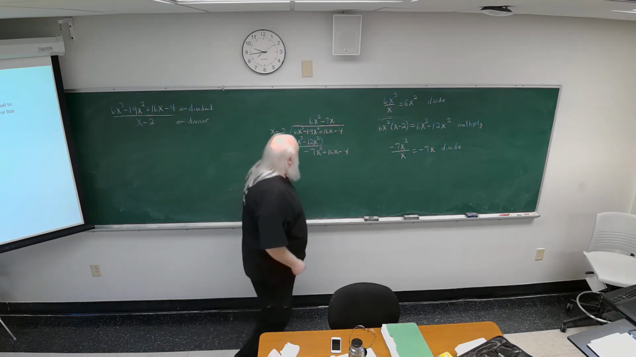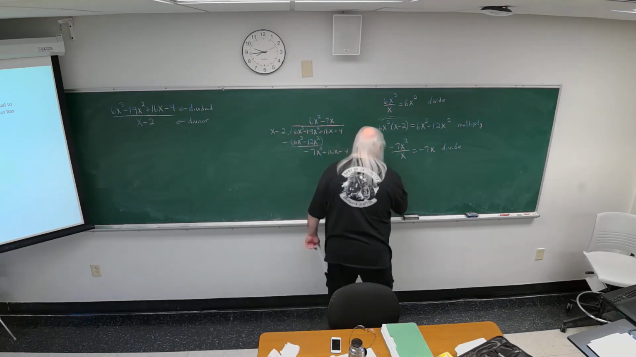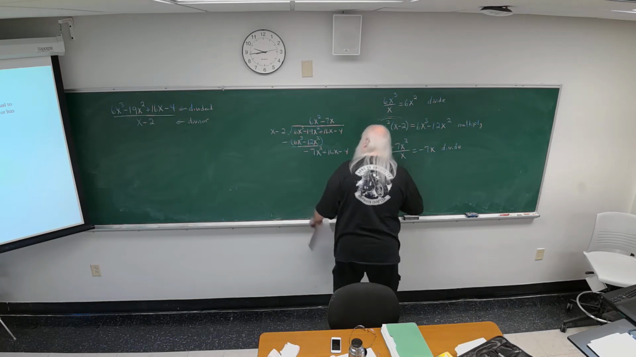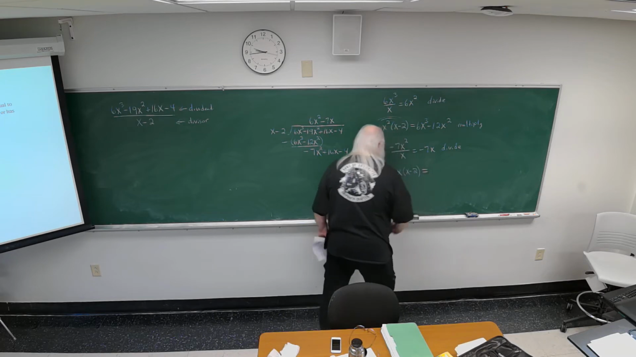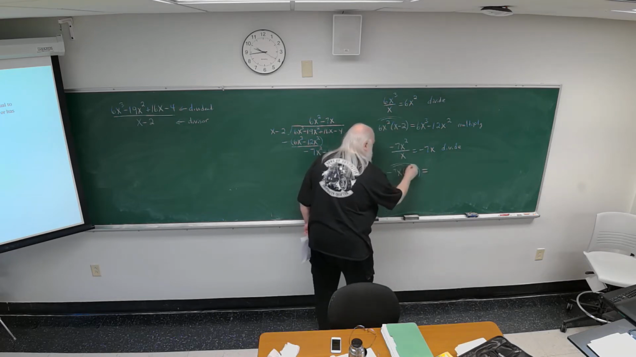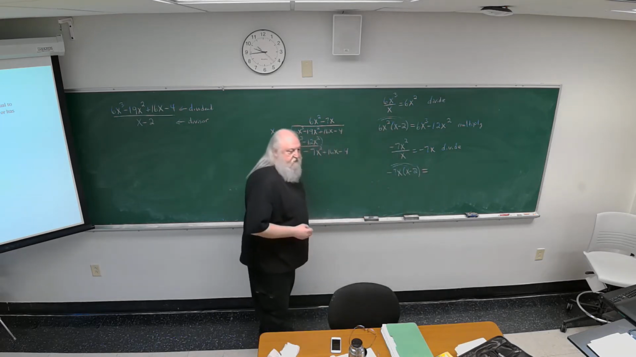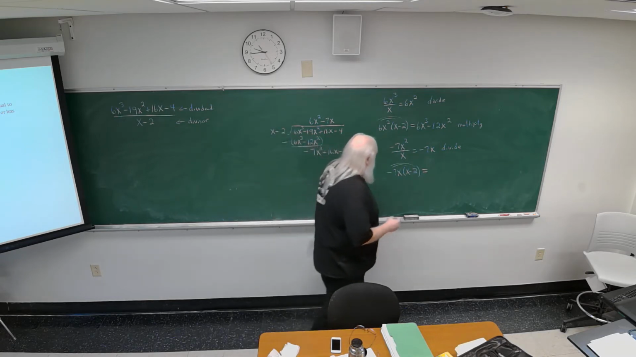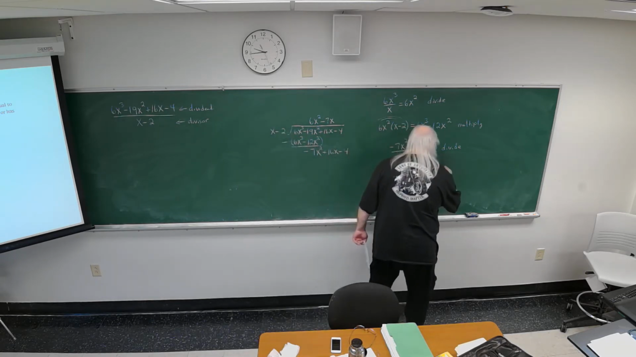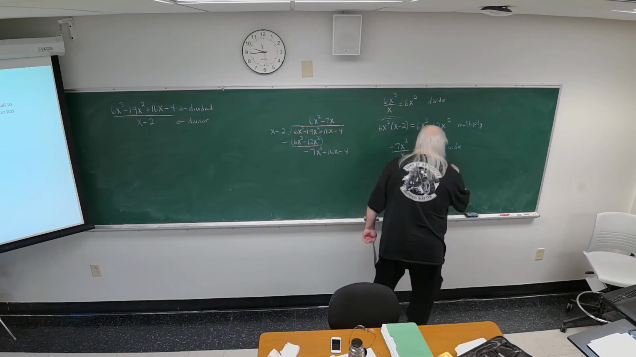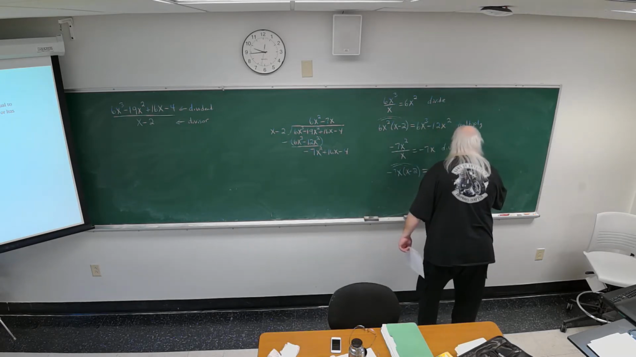And now you've got to do the multiply. You do minus 7x times the divisor, x minus 2. Now you just distribute the minus 7x inside the parentheses. You have minus 7x squared plus 14x. That's the multiply.